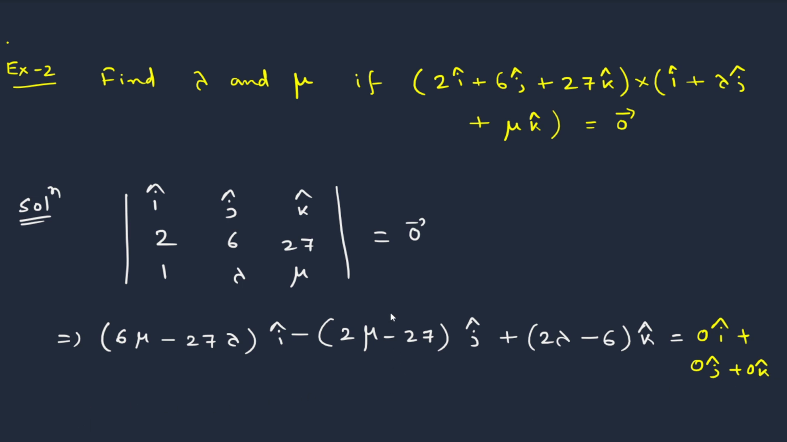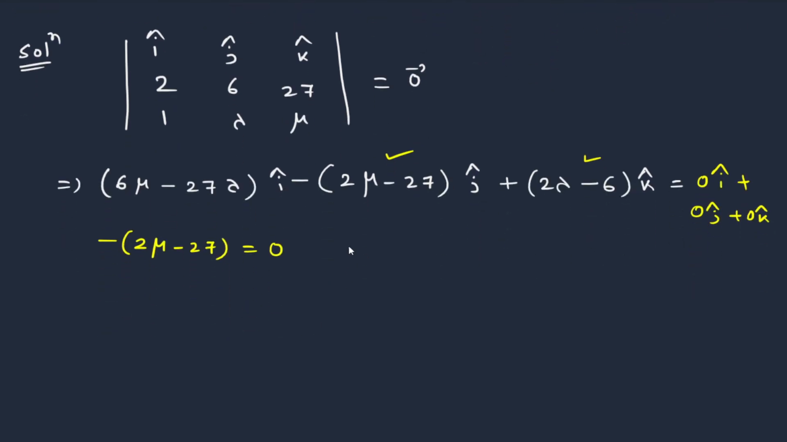If you compare, better you compare this one and this one, because here both mu and lambda are involved. If you compare with j cap, the coefficient of j cap is how much? 0. So what will we write? Minus (2 mu minus 27) equals 0. And then if you compare the coefficient of k cap, 2 lambda minus 6, the right side coefficient of k cap is 0. So lambda is 3. And the first minus you have to cancel, so mu equals 27 by 2. If you can do the calculation correctly, you see the problems are very, very easy.